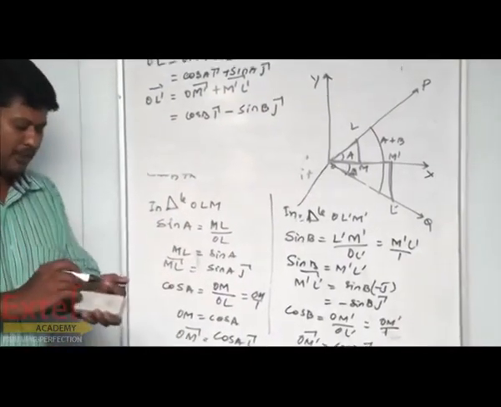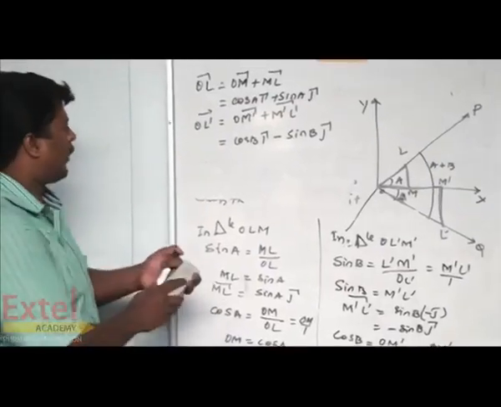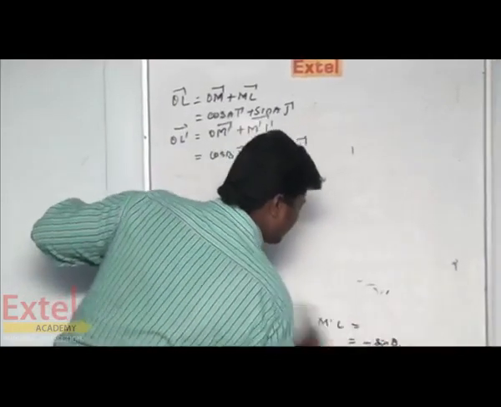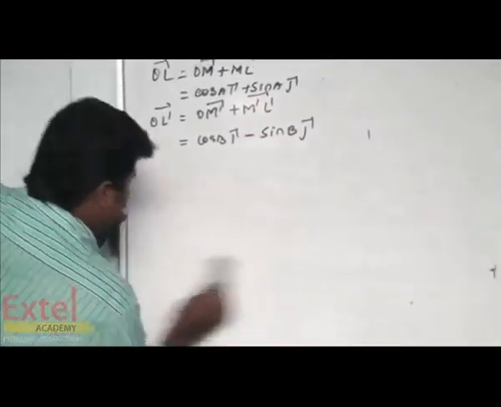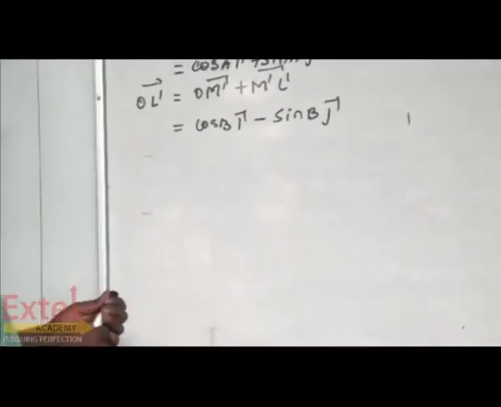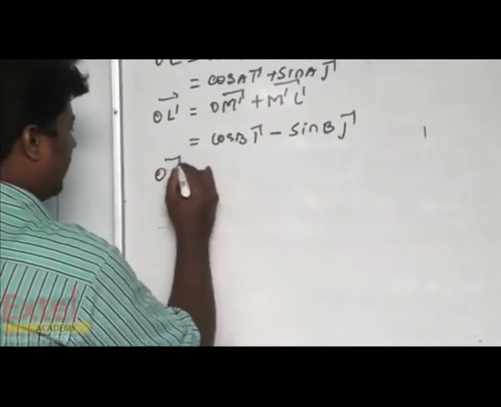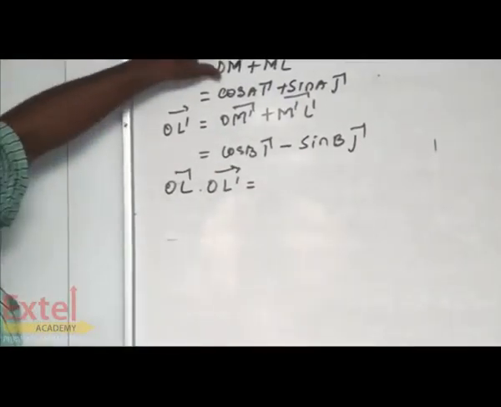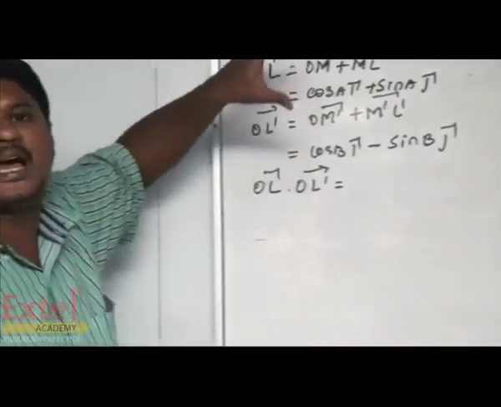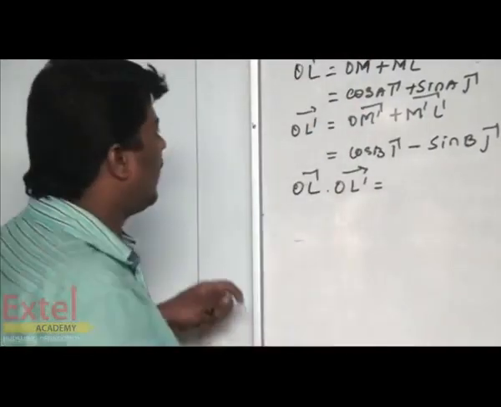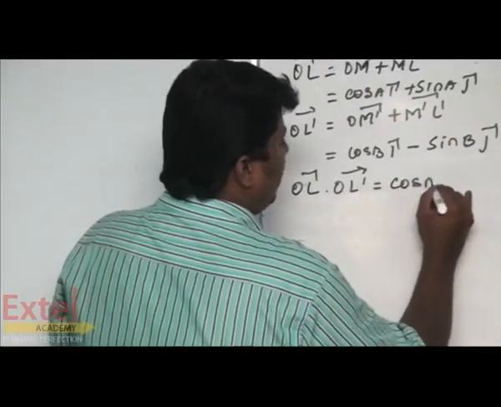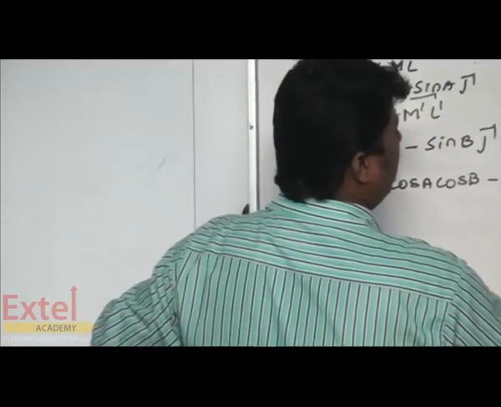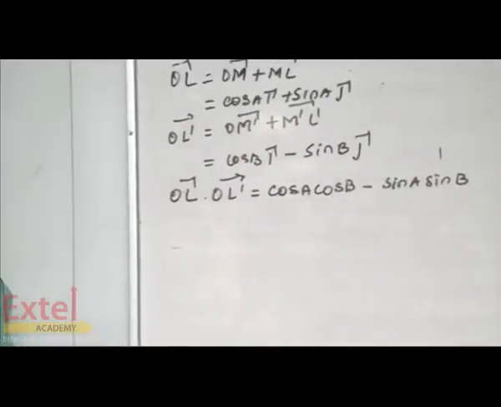Now using the property of the dot product, we find the OL vector dot OL dash vector. We know that i dot i equals 1 and j dot j equals 1. So it is equal to cos A cos B minus sin A sin B. Are you clear? Right? So this is the dot product property.